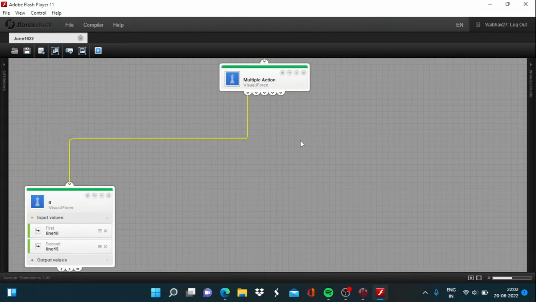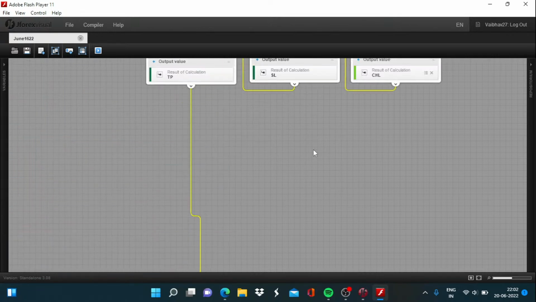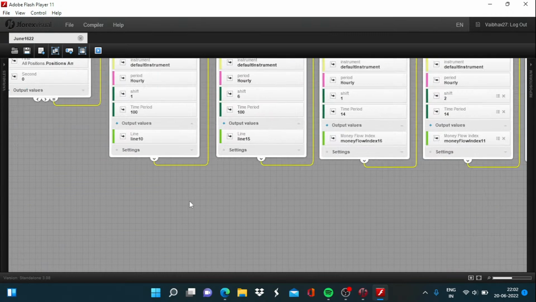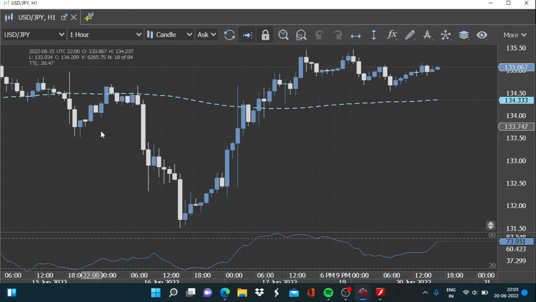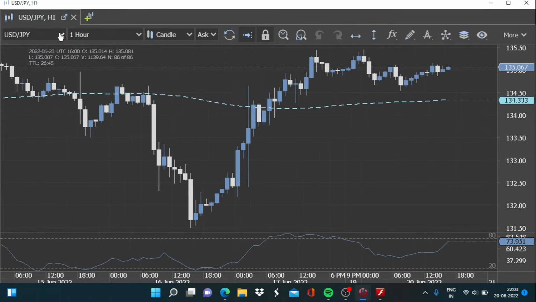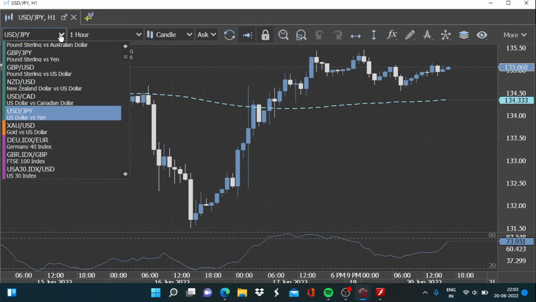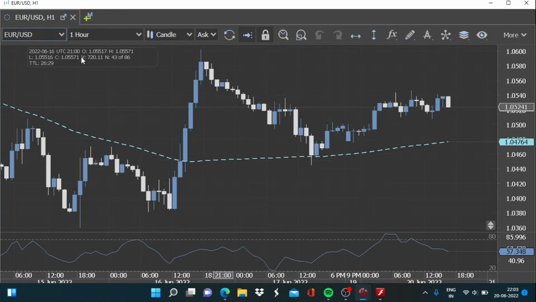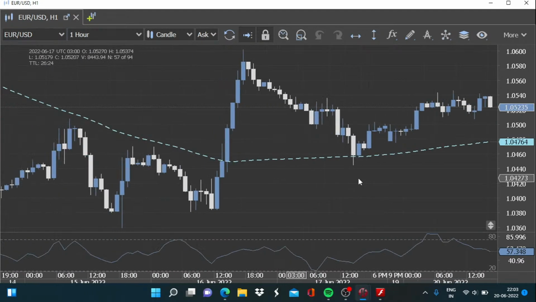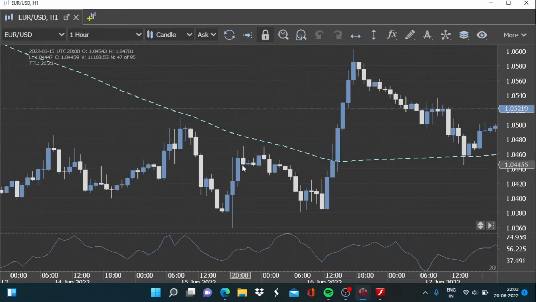Now let us start with the sell side. First, I will give you a refresher of what the logic is going to be, and after that we will look for the execution. So this is the USD/JPY chart. I will change it to EUR/USD. Okay, so EUR/USD. For a sale, we need the SMA to be in decline.